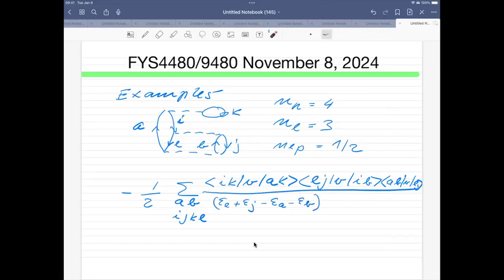If I then look at the next interaction vertex and the final one, then I have to look at the hole lines in between here. And in this case, I have simply epsilon I minus epsilon A. So that means that I have a new contribution to the denominator, which goes like epsilon I minus epsilon A. And that is the final contribution for this specific term in many-body theory.